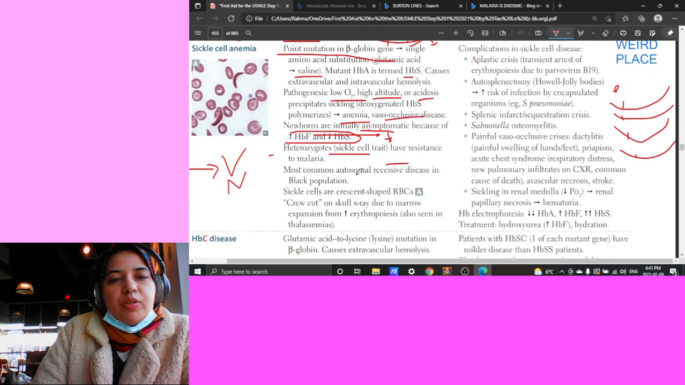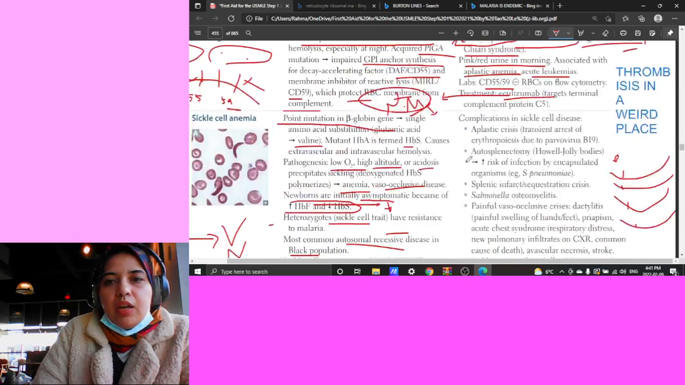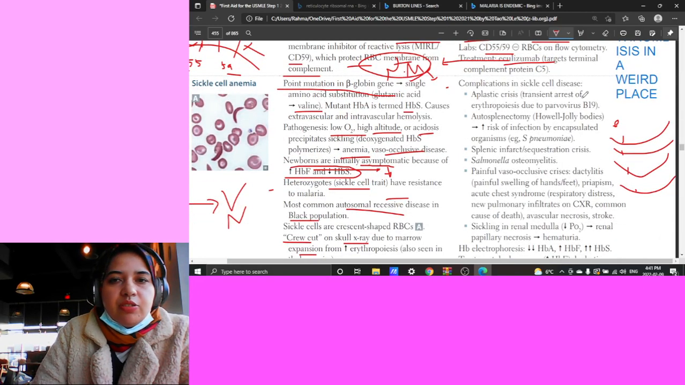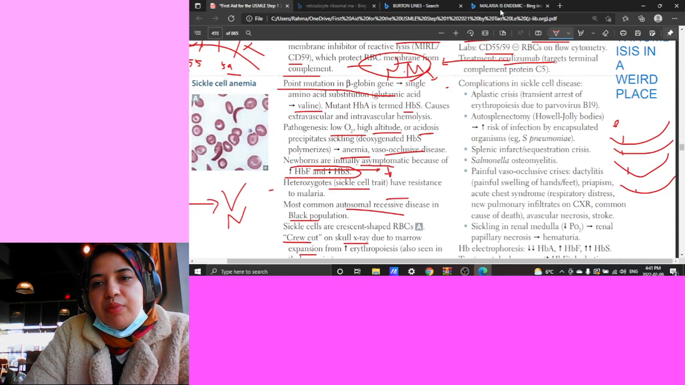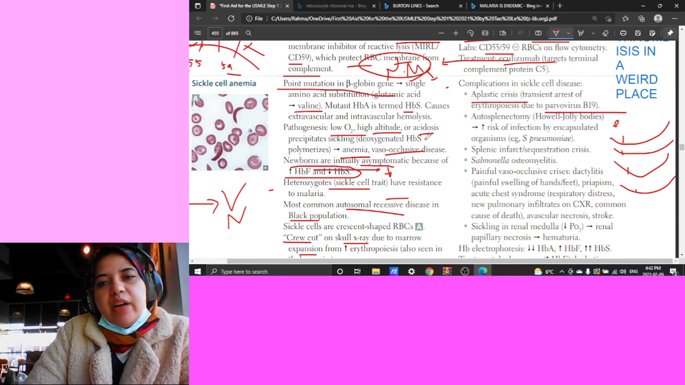That's that. It's the most common autosomal recessive disease in the black population. What are you going to have? You're going to have findings on X-ray due to marrow expansion, we know that. Then we have complications of sickle cell. These are very high yield and very important. Number one is aplastic crisis, which is specific to the RBCs, due to parvovirus B19.